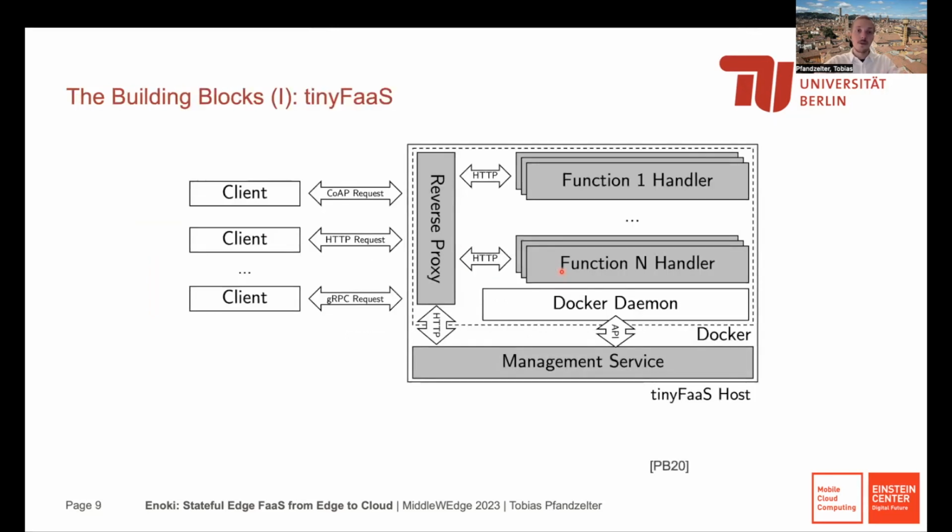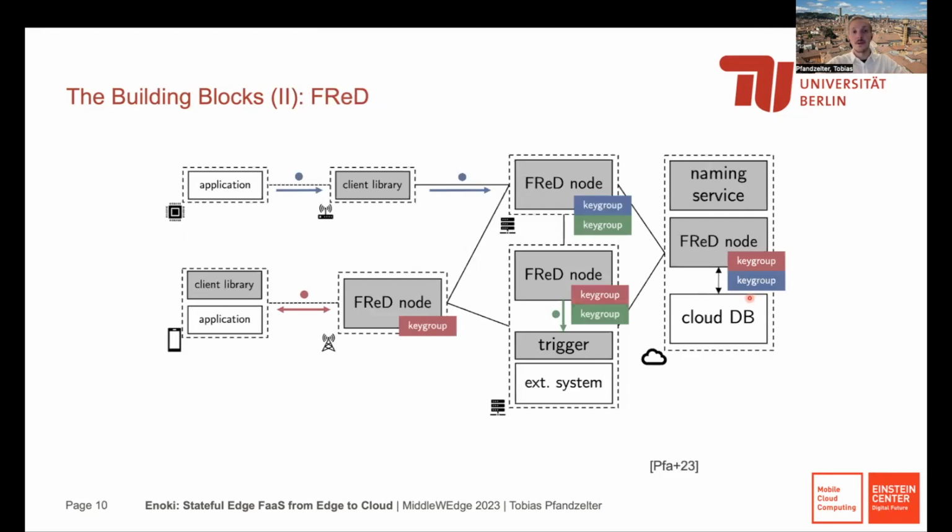The building blocks that we use for this, on the one hand, is TinyFaaS, which is an edge-based, lightweight serverless FaaS platform that we developed. It's simply based on Docker, with a lightweight reverse proxy at the beginning and a bunch of function handlers. So this is what we use as a FaaS building block. On the other hand, we also have Thread, which is a distributed key value store. Both of those systems were previously published.